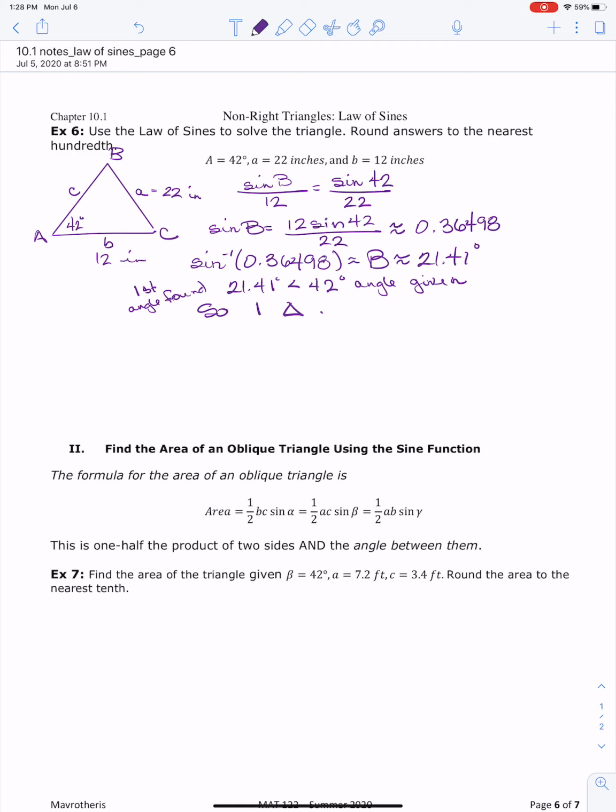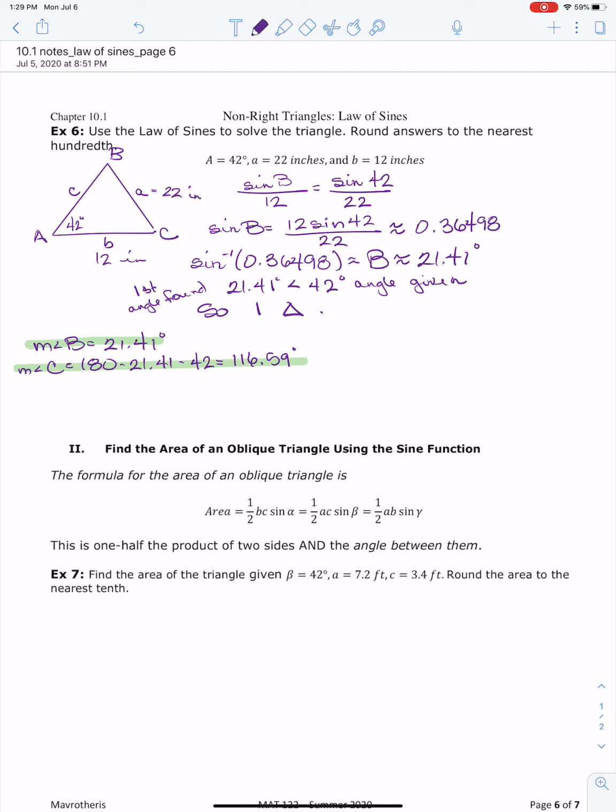Okay. So we know now that the measure of angle B, we just found, is 21.41 degrees. So we can find the measure of angle C. We've got to do that before we can find the side. And again, all three angles add to 180. So we take 180 and subtract off the measure of angle B and the measure of angle A. And we get an angle C that's 116.59 degrees. So there's the measure of angle B, there's our measure of angle C.